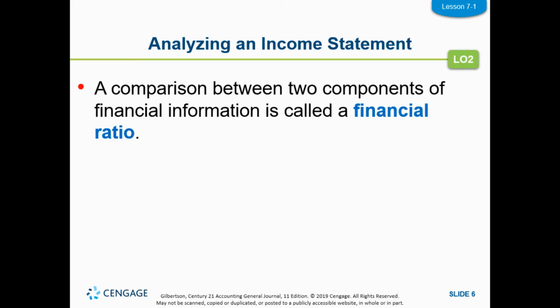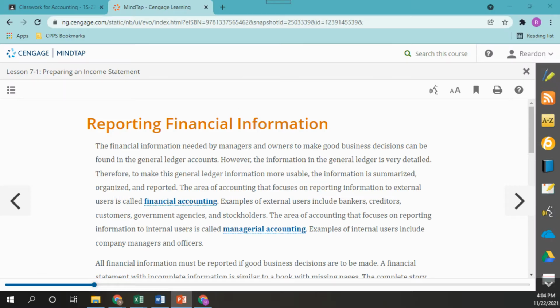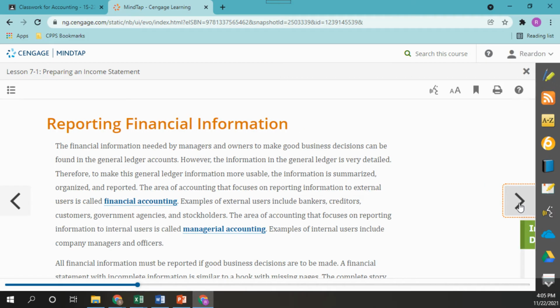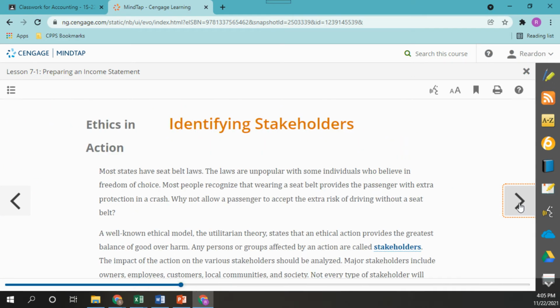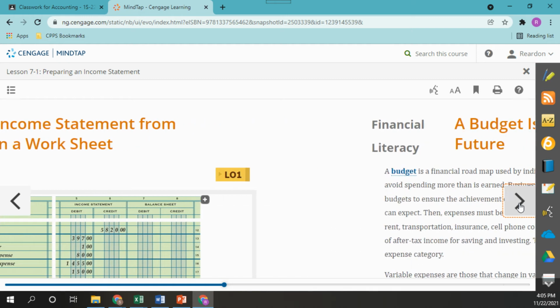The quick ratio is another one. Quick ratio would be your total assets and your total liabilities, another ratio. So we use financial ratios for all kinds of different purposes. And here's where we might want to break just for a second here. And let's go to the section titled Analyzing, excuse me, an income statement.